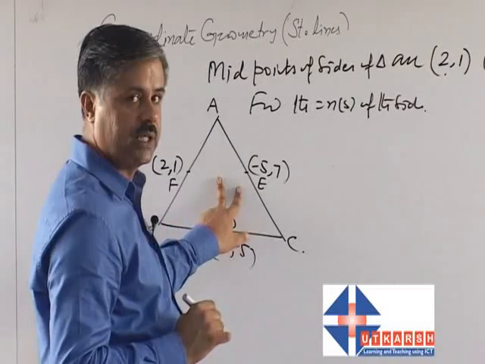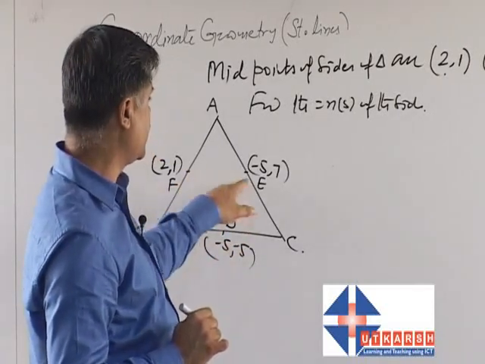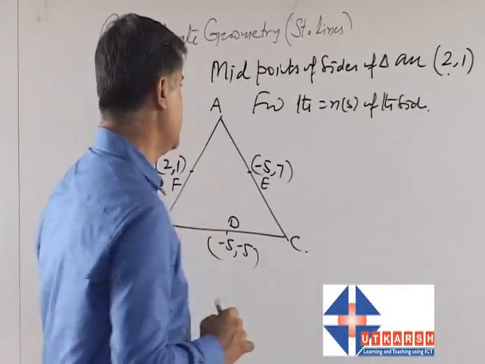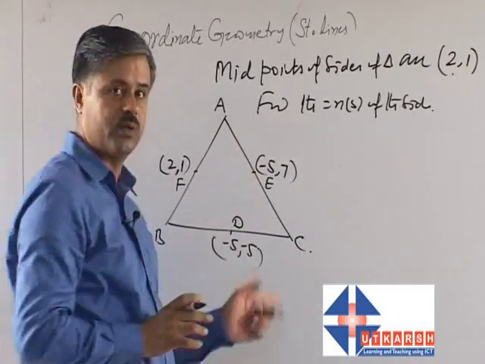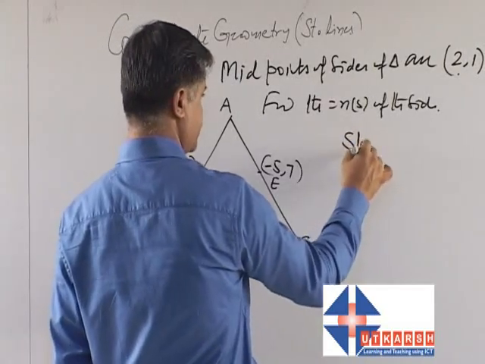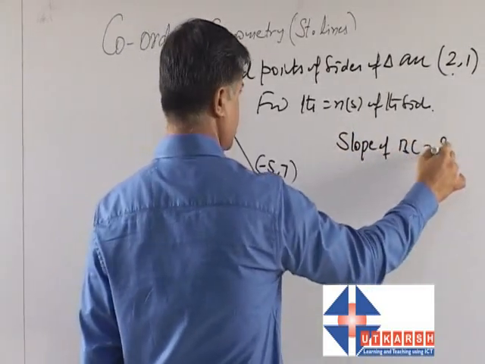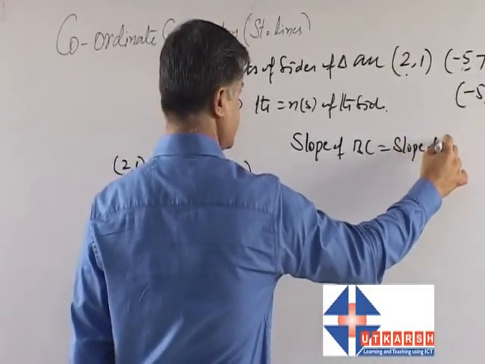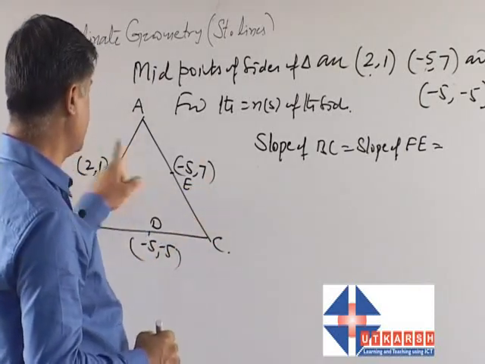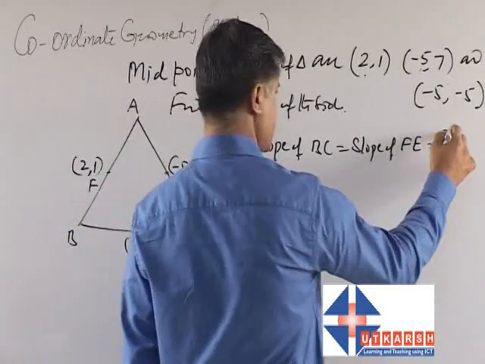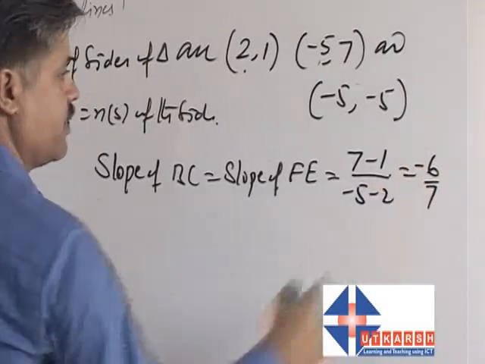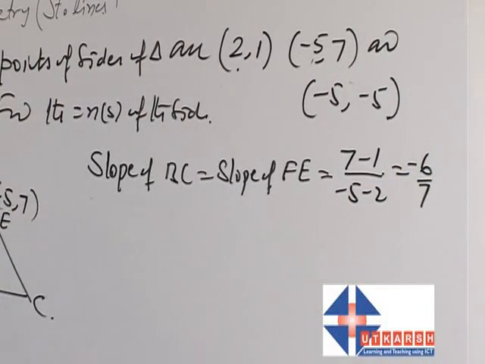In your previous classes up to 10th class you have studied that the line joining the midpoints is parallel to the third side. So if it is parallel, I have just told you the previous day that parallel lines have the same slope. So slope of BC will be equal to slope of FE, which is y2 minus y1 upon x2 minus x1, that is 7 minus 1 upon minus 5 minus 2. This is 6 upon minus 7. You have the slope, and you have the point.